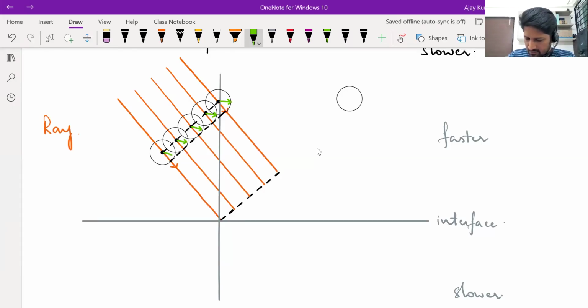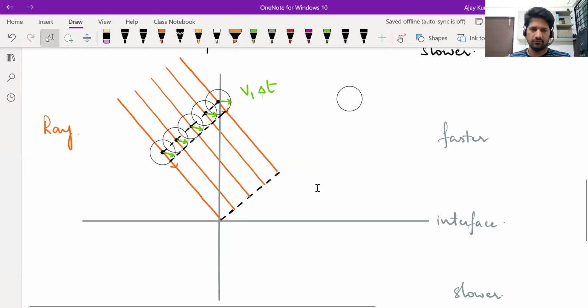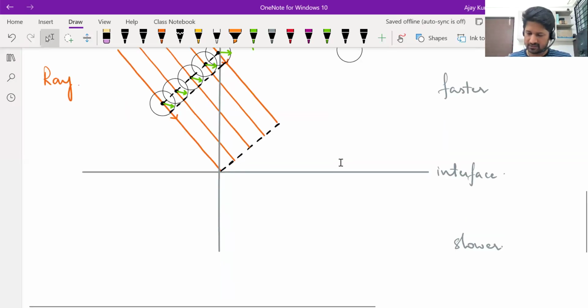Okay, all these wavelets will have the same radius. What radius is that? Speed of light in the first medium multiplied with the time after which you want the position of the wavefront. That's the radius by which they would have expanded. But let's say the ray, which is basically a collection of waves, has just arrived at the interface.